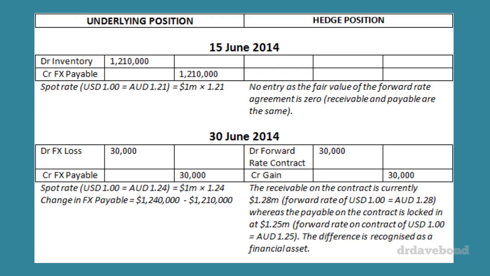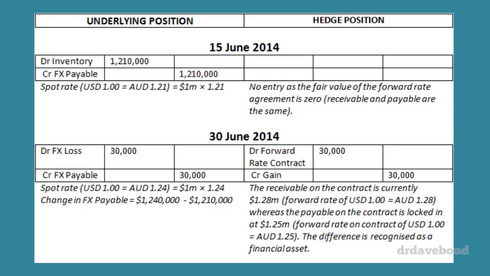Now the Aussie dollar has weakened, so it's gone from 1.21 to 1.24. So we pick up a loss of 30,000, and the payable increases. We come down, it's gone from 1.24 to 1.32. That's another loss, and it's $80,000. And when we come to pay it, if we paid it up front, we would have paid $1.21 million. But because we let it slide for a little bit, we've actually ended up paying more for it. We've actually stumped up $1.32 million to pay for that inventory. So that's the cash that got paid.